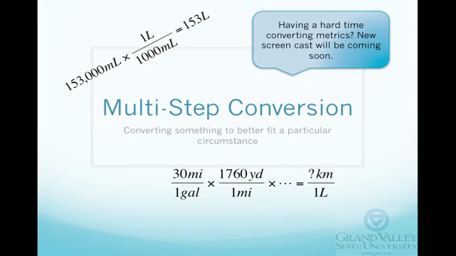Oftentimes in chemistry there comes a need to convert something in order for it to better fit a particular circumstance. This can mean doing a simple metric-to-metric conversion to make our numbers more manageable and user-friendly, such as converting 153,000 milliliters to 153 liters. Or it could mean doing complex multiple conversions so two measurements can be compared, such as converting 30 miles per gallon into kilometers per liter.